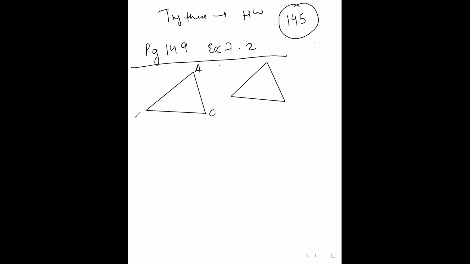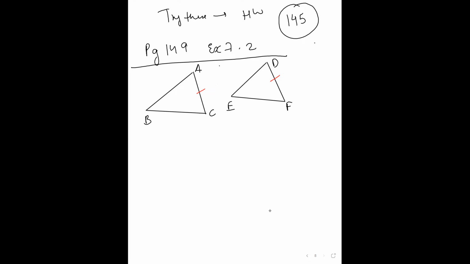So A, B, C, and this is D, E, F. Hiba, can you read out the question? Given AC is equal to DF. As you are reading it, start marking it in your triangles. You mark it like this. AC is equal to DF. Done, one mark done. You have to put one dash.